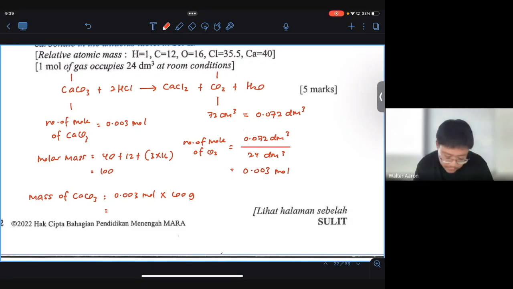You get 0.3 grams. So the antacid tablet that the person ate is 0.3 grams.